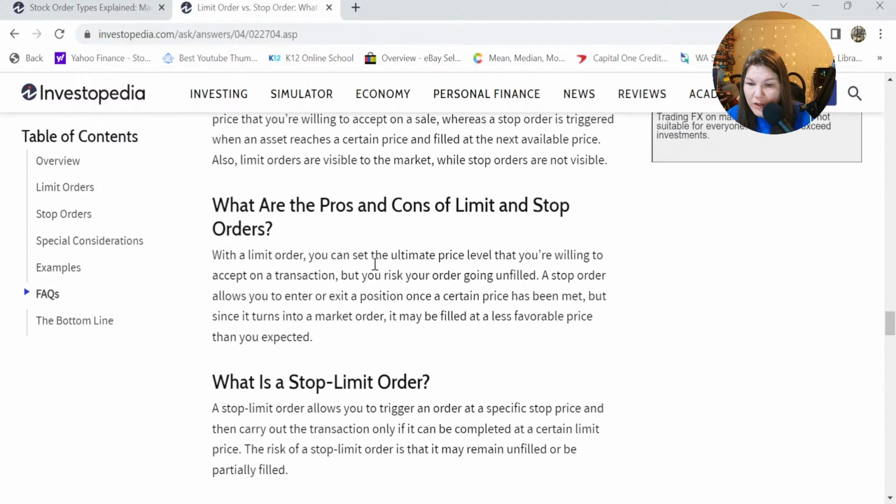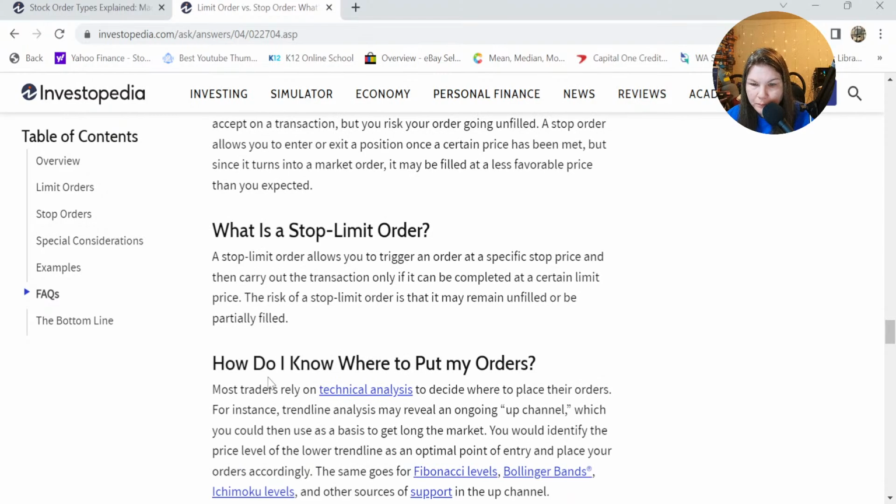With a limit order, you can set the ultimate price level that you're willing to accept on a transaction, but you risk your order going unfulfilled, like it might not get filled, guys. A stop order allows you to enter or exit a position once a certain price has been met. But since it turns into a market order, it may be filled at a less favorable price than you expected.